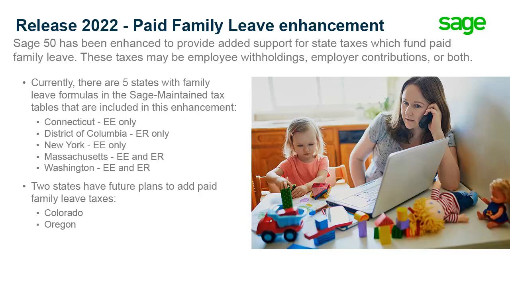They are Connecticut, which is funded through employee withholdings, the District of Columbia, which has employer contributions only, New York, which is also employee funded, Massachusetts has both employee and employer formulas, and Washington State also has both employee and employer participation. And there are 2 states that plan to add family leave taxes in the next few years. They are Colorado and Oregon.